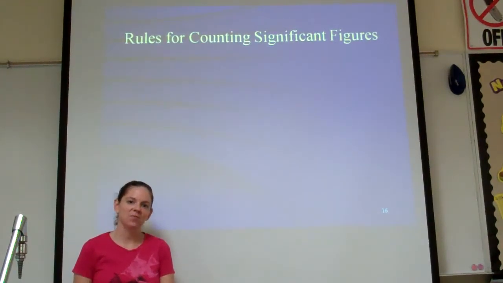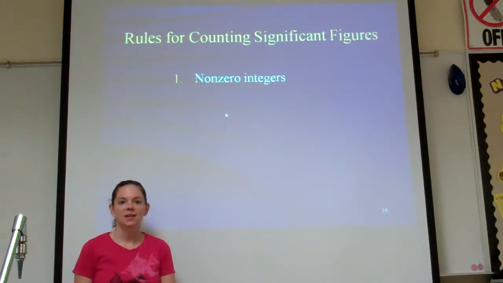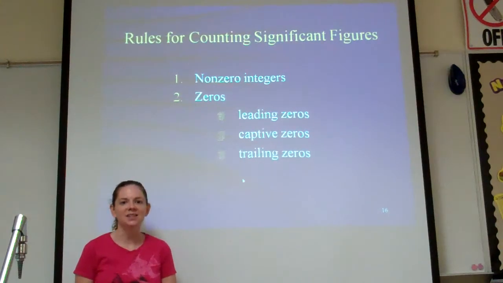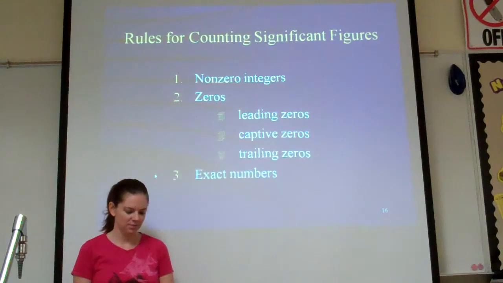When counting significant figures, there are three types of numbers we're going to talk about. The first one is your non-zero integers. Second are going to be zeros, and there are three types of zeros we're going to look at: leading zeros, captive zeros, and trailing zeros. And the last number will be exact numbers.